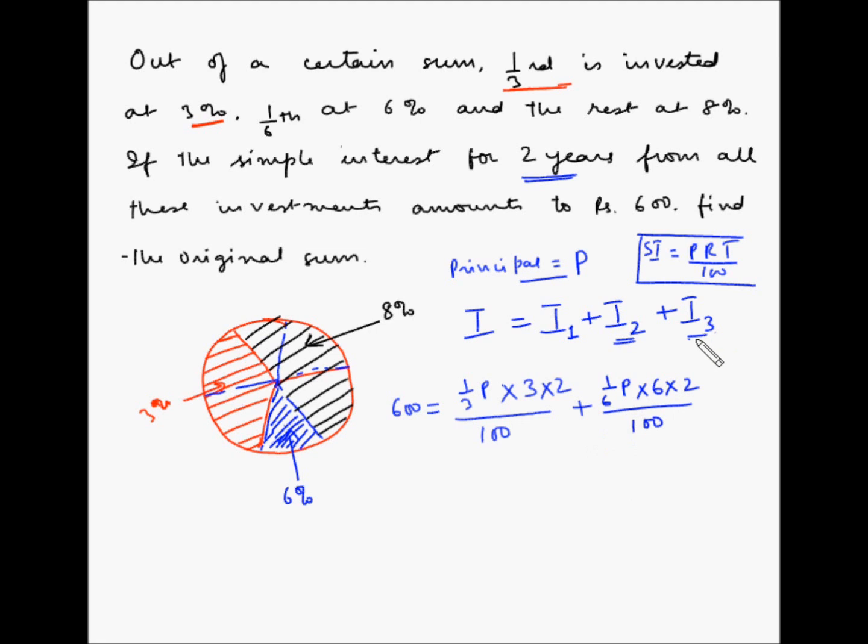Now for the third case, we have not been given the principal. So let's calculate this first. Let's assume that this whole thing is 1. So the remaining part is 1 minus 1/3 minus 1/6. So we basically have to reduce this area which is in red and this area which is in blue from the entire area, and that will be the remaining area.